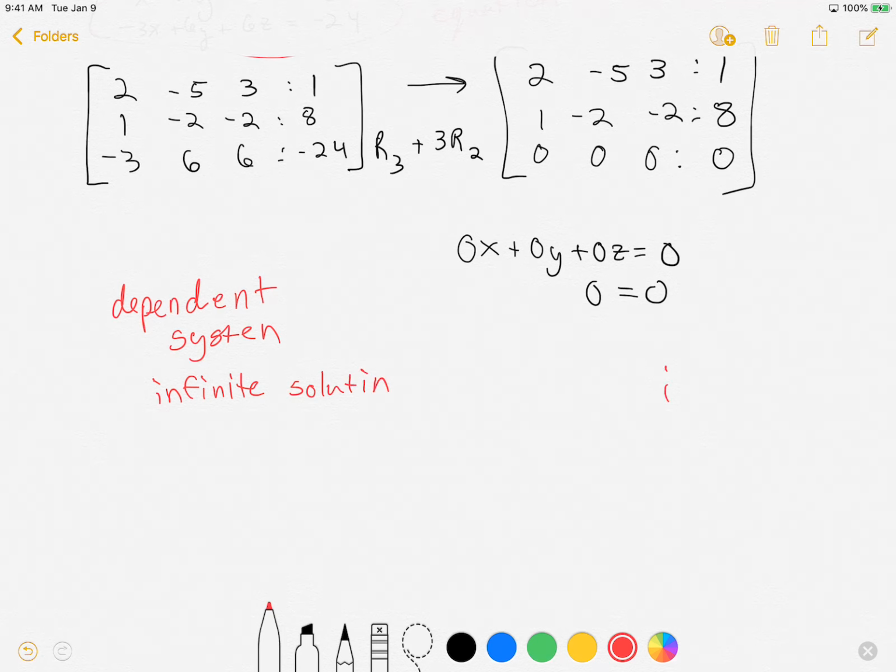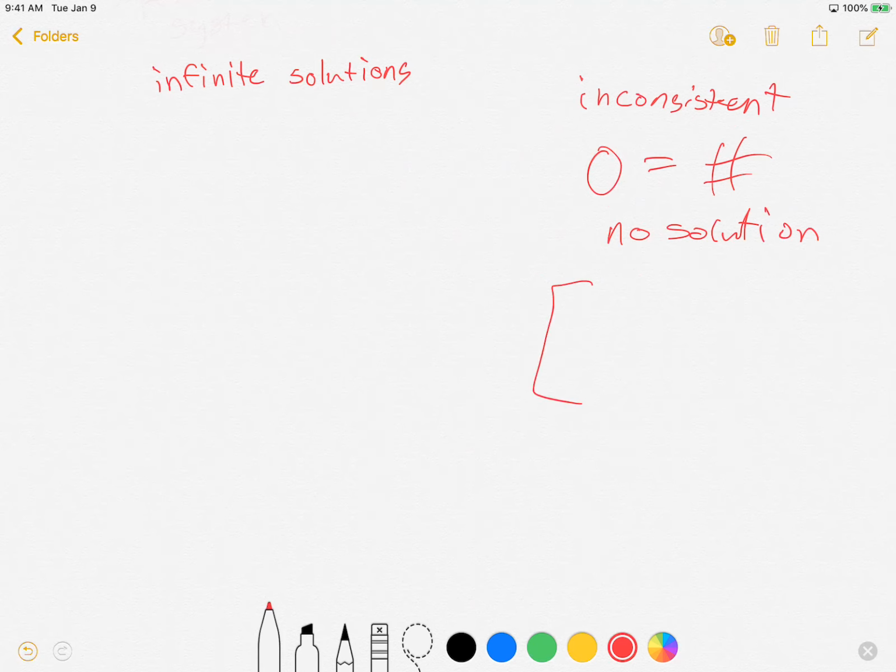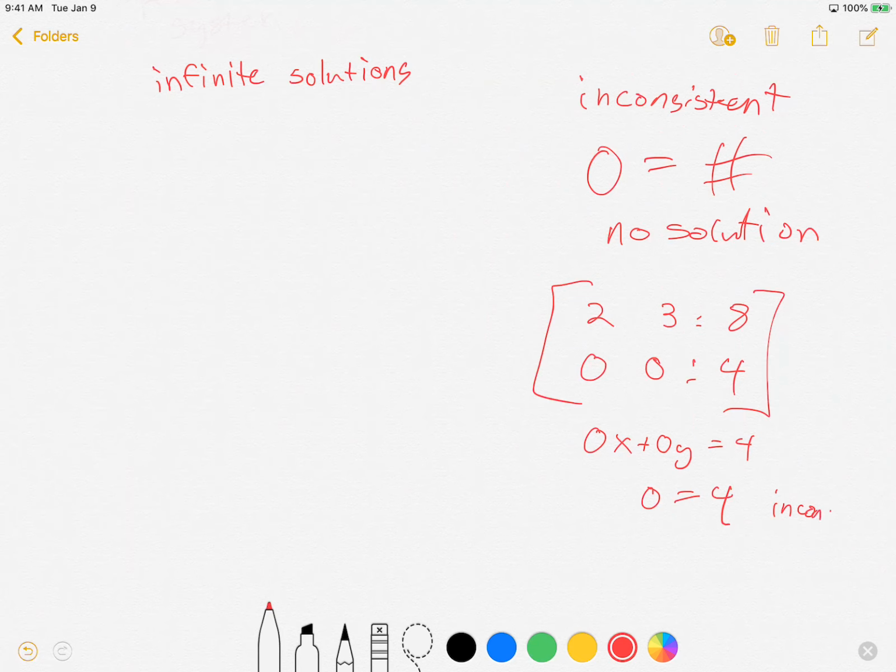Inconsistent is when we end up with some situation like 0 equals some number. Okay, if you ever end up with 0 equals some number, that's inconsistent, and that's no solution. And so in a matrix, the way that would show up is we'd go to try to solve it, and we'd end up with, say, like 2, 3, 8, and 0, 0, 4. So that bottom equation says 0x plus 0y equals 4, or 0 equals 4, which is untrue. So we would say this one is inconsistent or no solution. Okay? So we'll stop there.